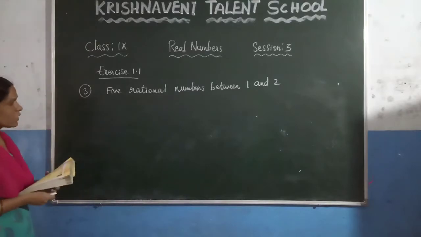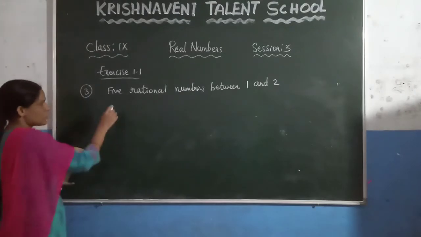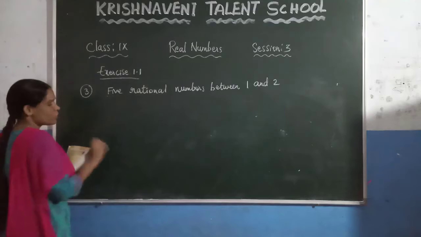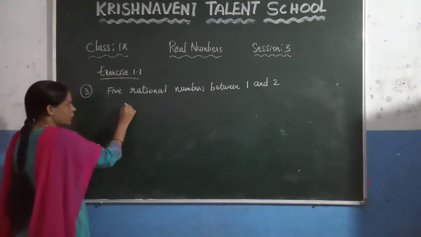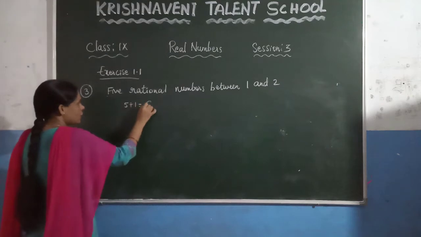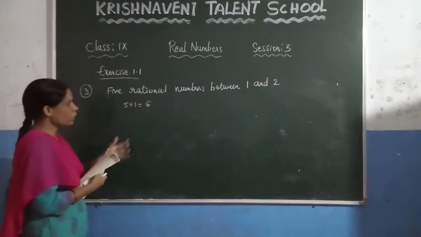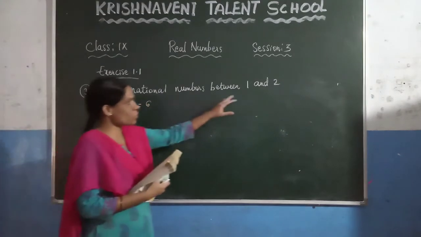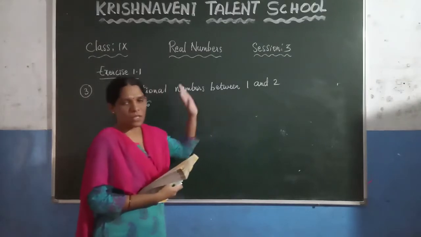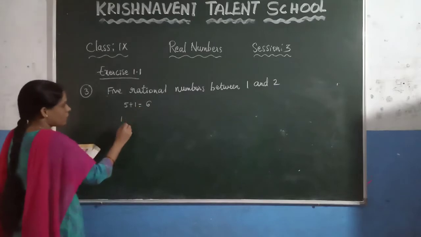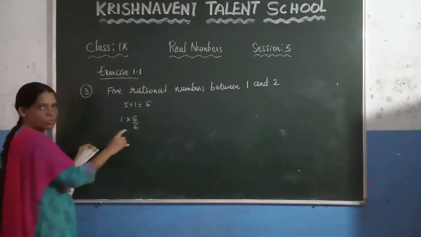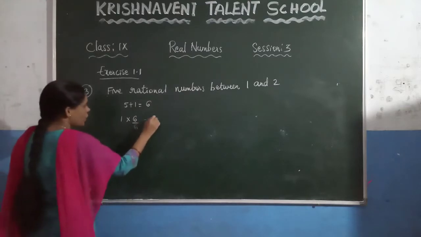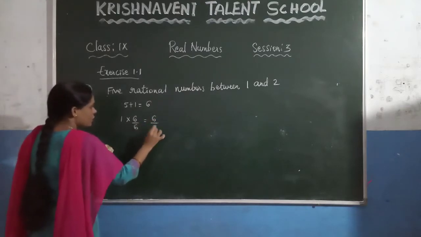Here, the simple one is to first make these numbers have the denominator 6. How do you make these numbers have the denominator 6? Take the first number and multiply it by 6 by 6, so that you get the denominator 6. What is the value of 6 by 6?